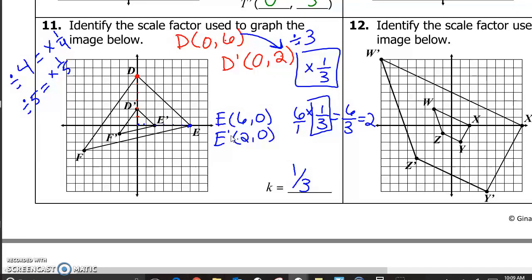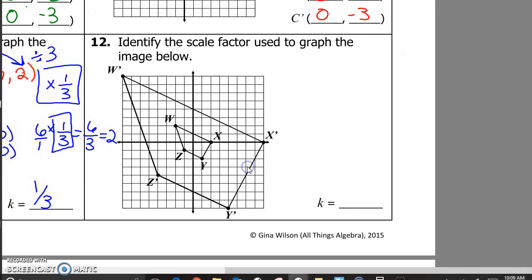Okay, number 12. We have to identify the scale factor used to graph the image below. So let's pick any of these points. I'm going to pick point X. So the original one is actually smaller. So X here is at 2, 0. And the new point X is at 8, 0. So we have to think, how did we go from 2 to 8? Because 0 times anything is going to be 0. Well, 2 times 4 can get you 8. So that scale factor, it got 4 times bigger.